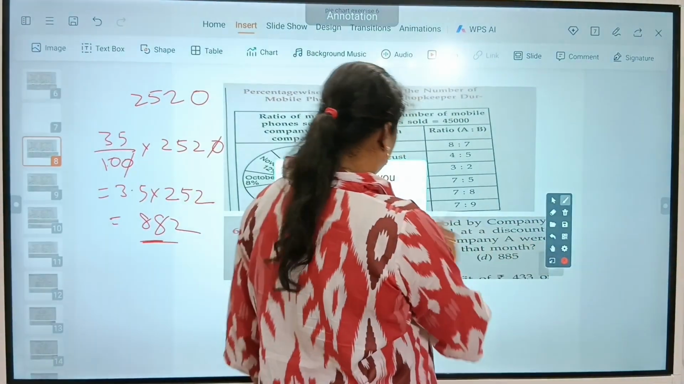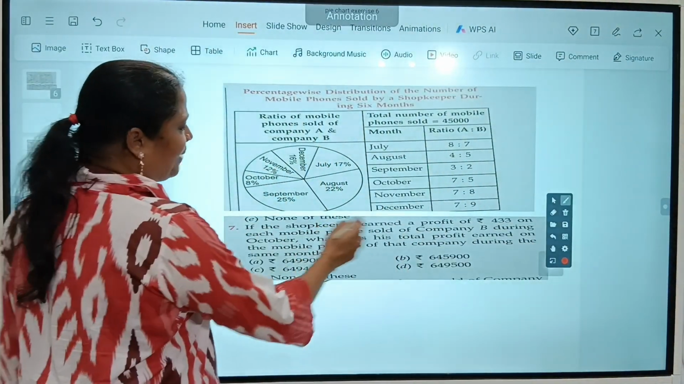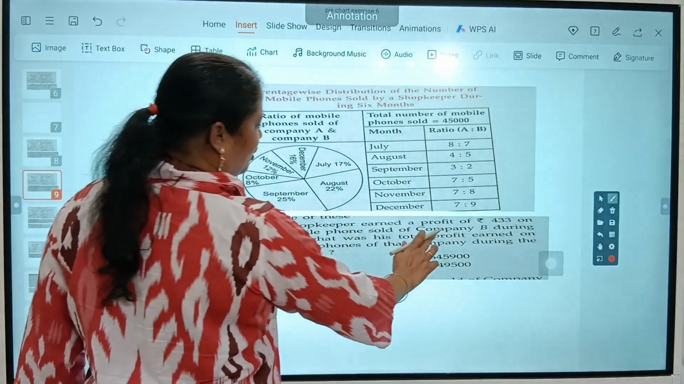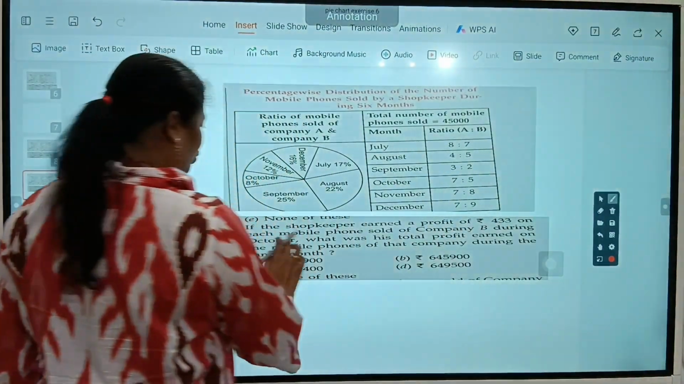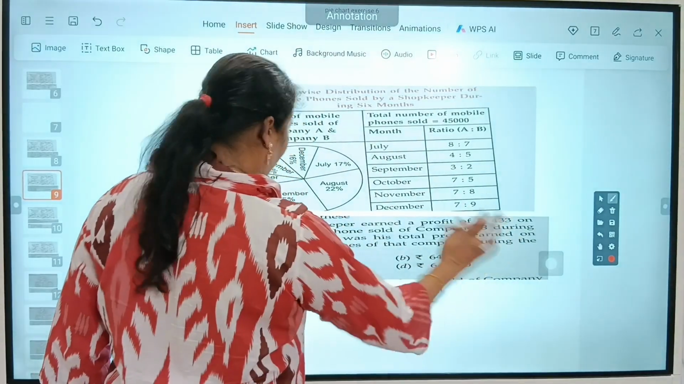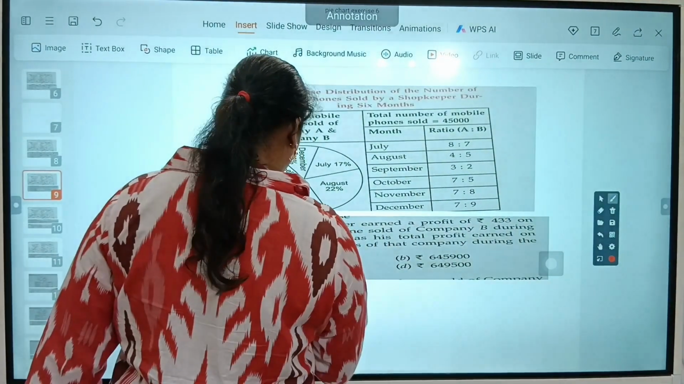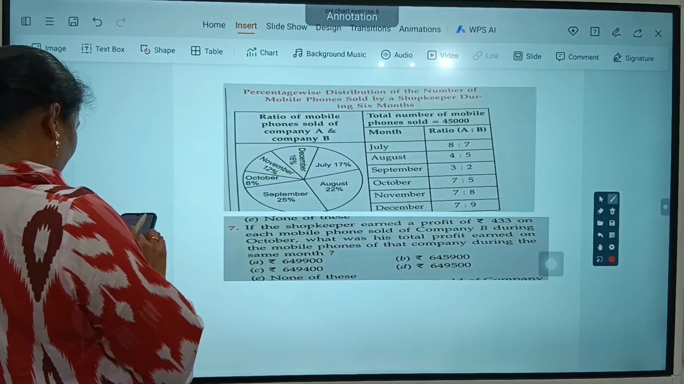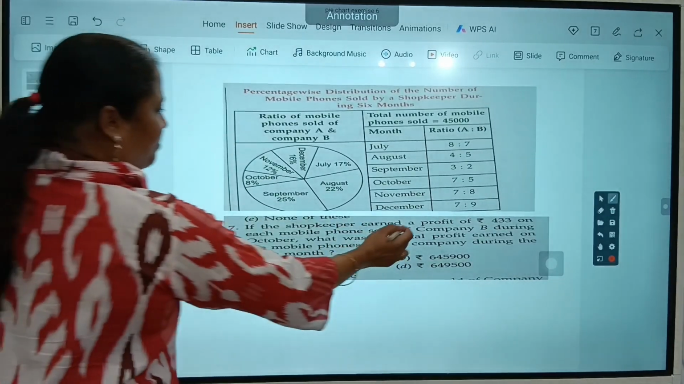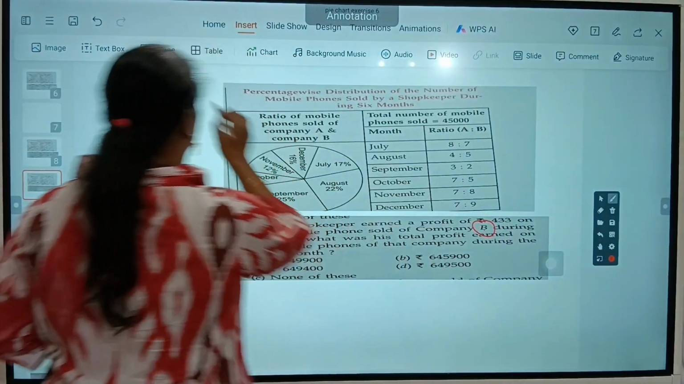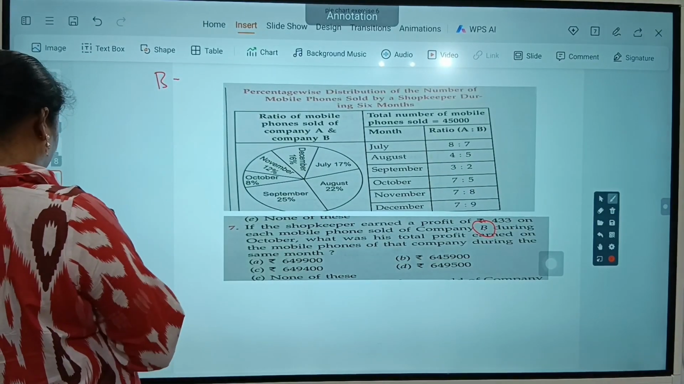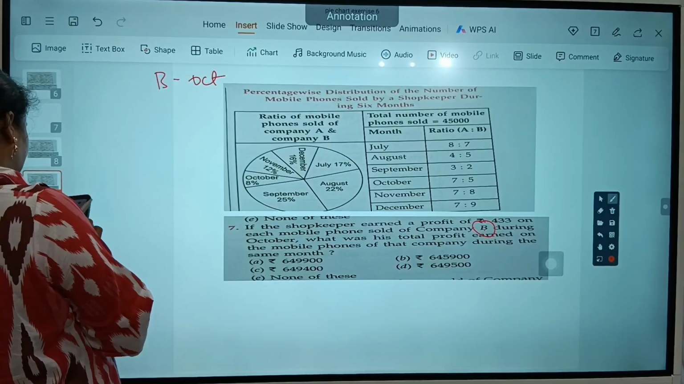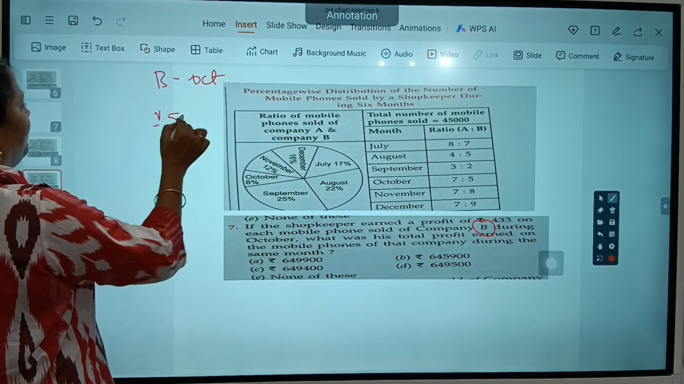Now we will move to another question of this graph. If the shopkeeper earned a profit of rupees 433 on each mobile phone sold by company B during October, what was his total profit earned on the mobile phones of that company during that same month? So we have to observe how many B type mobiles are sold in the month of October. It is nothing but 1500.